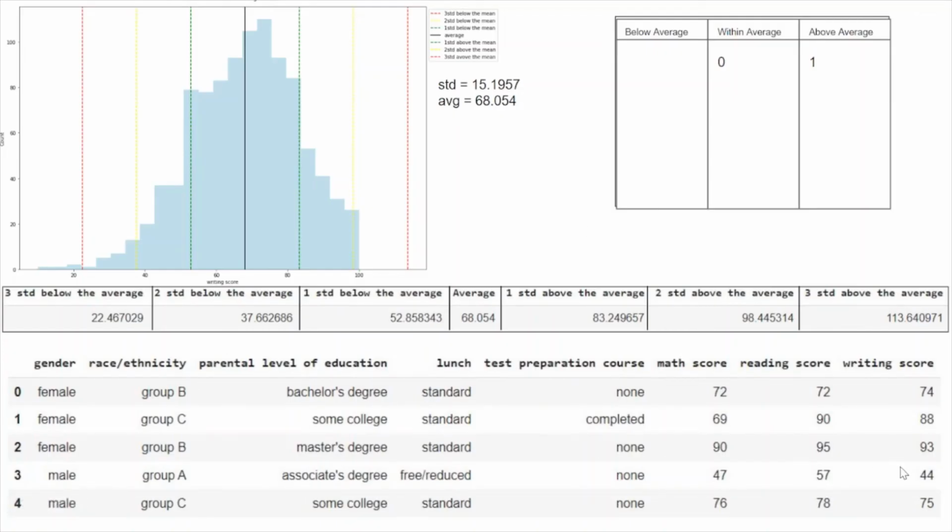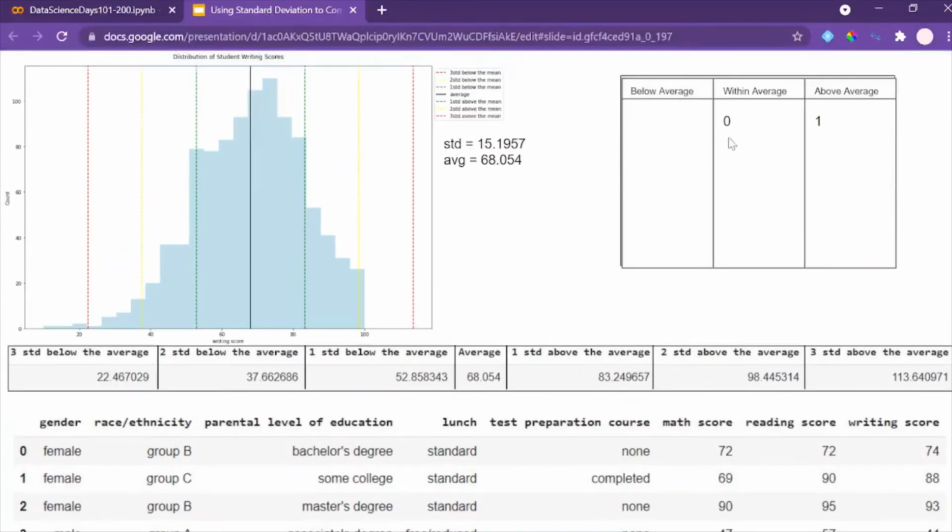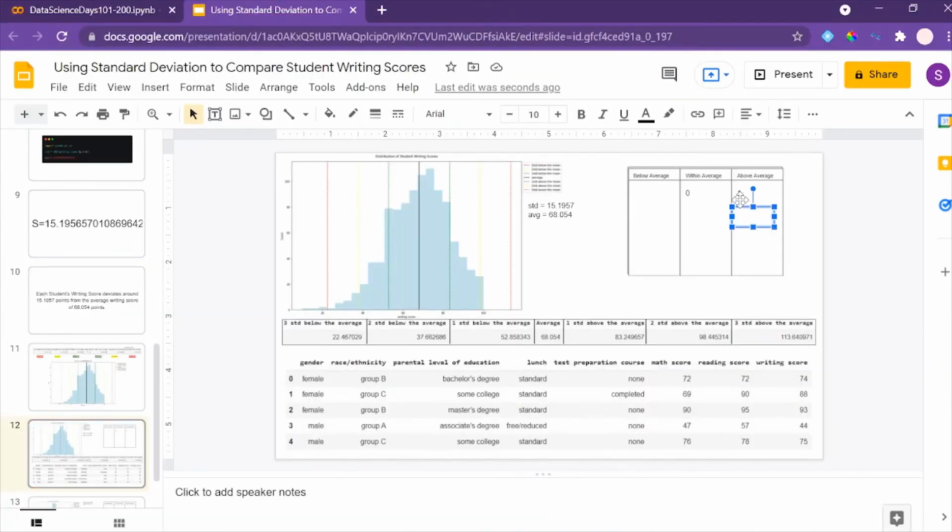Okay. Now, student number 2 got a 93. So let's locate where 93 is in the graph. I know that 2 standard deviations is actually 98, so it's going to be less than that. So I'm assuming it's somewhere over here. So again, student number 2 is above average because they're within 2 standard deviations above the mean, right? So they're within this yellow line right here. So student number 2 is going to go to above average.